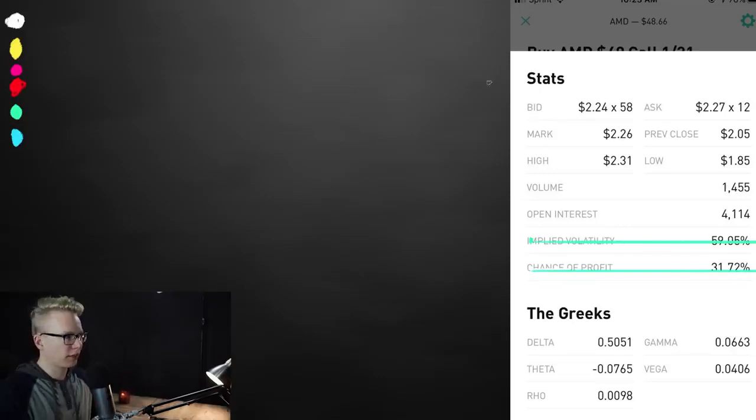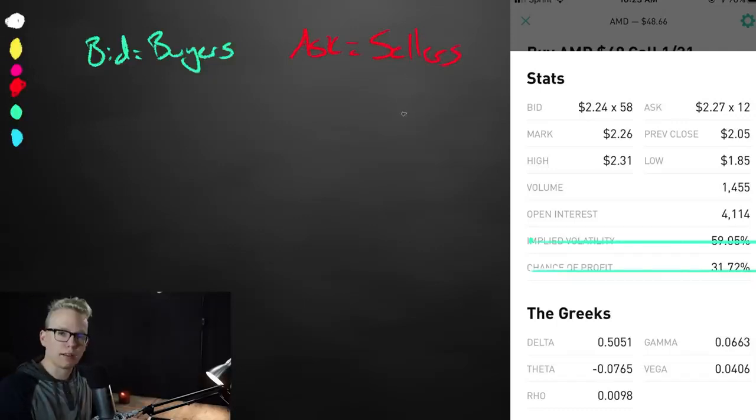Okay, so we're going to start off by looking at the bid and the ask up at the top here. The bid represents the buyers. The ask represents the sellers. Sellers want to sell at a higher price. Buyers want to buy at a lower price. It makes sense, right? Just intuitively. And you can see that represented here, where this bid price is $2.24 and this ask price is $2.27.